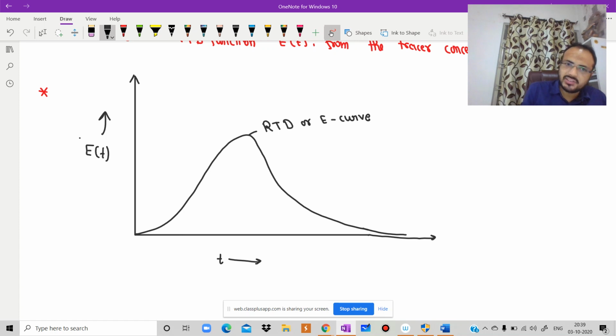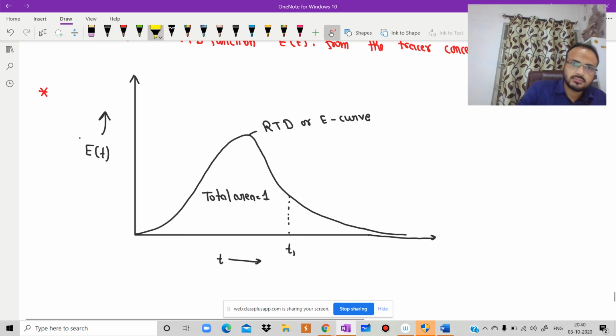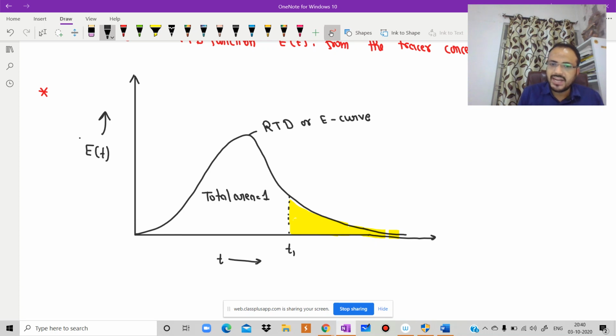The total area under the curve is, what will be the total area? That is 1. Suppose we have this time, that is t1. Can I say one thing? All these molecules that are located after the t1 time.